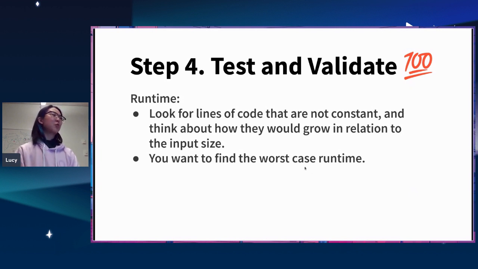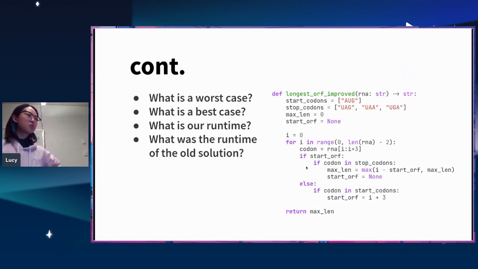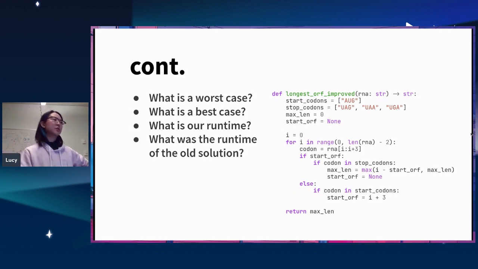But what you want to do is now look for the runtime. So you look for lines of code that are not constant and think about how they would grow in relation to the input size. So if we look at this code, what is the worst case? Since we're running kind of short on time, I'll just say that the worst case is that there is no start codon. So you just keep checking the string for a start codon, and you never find one. That means we still have to check the whole string.